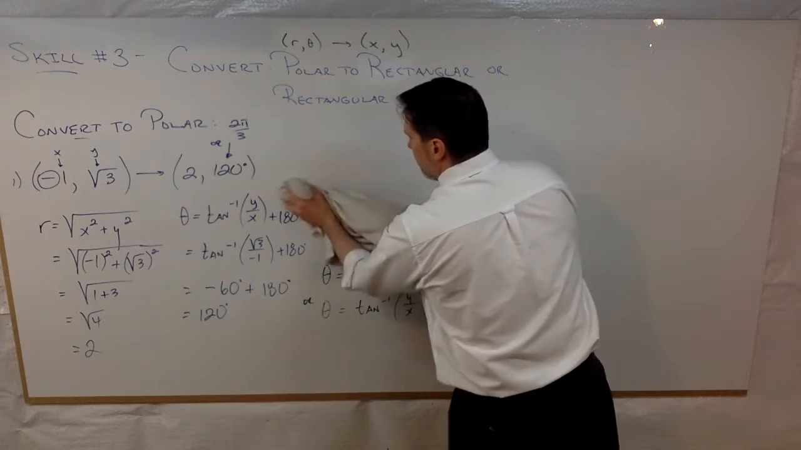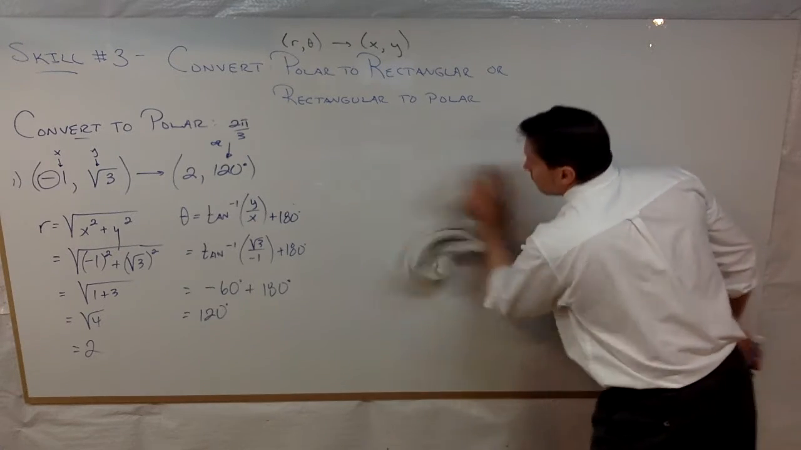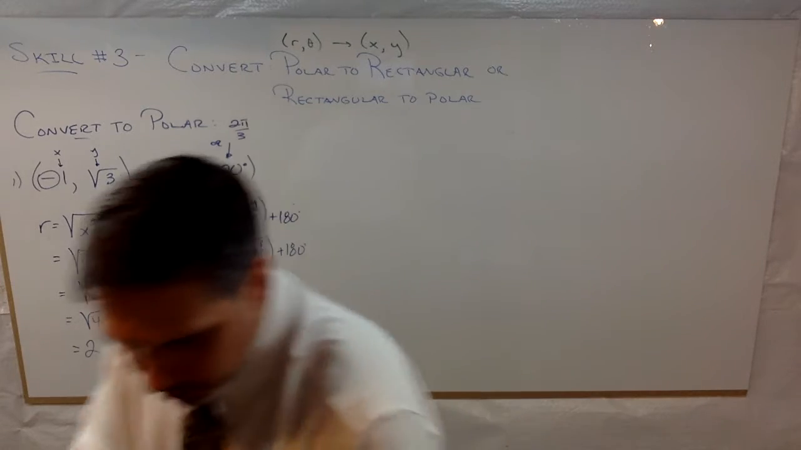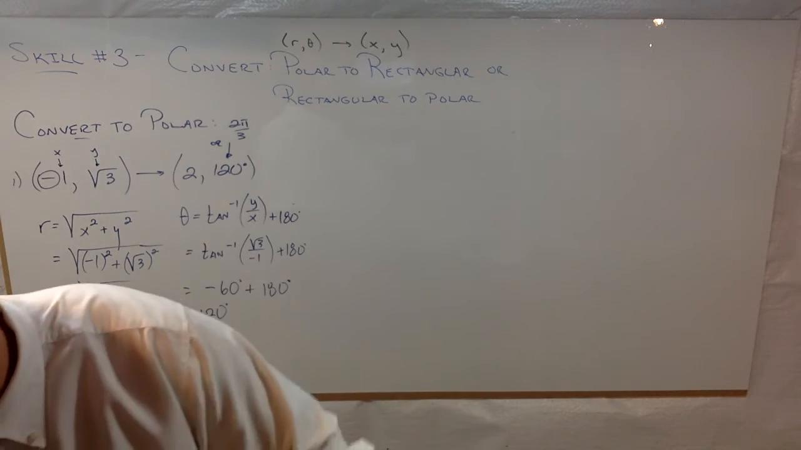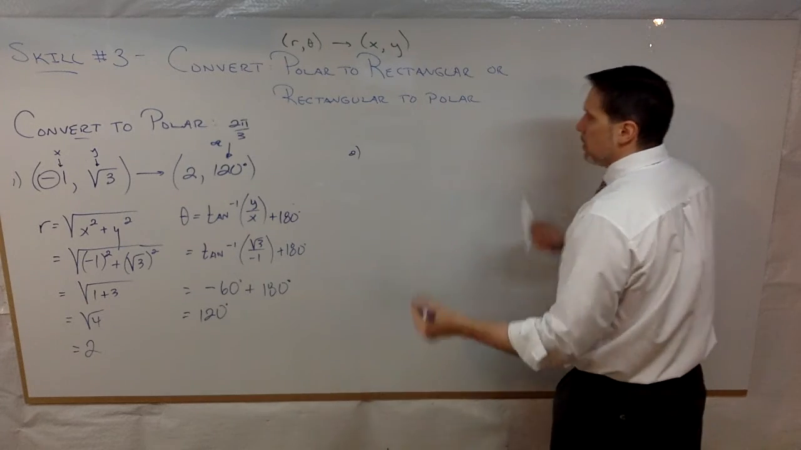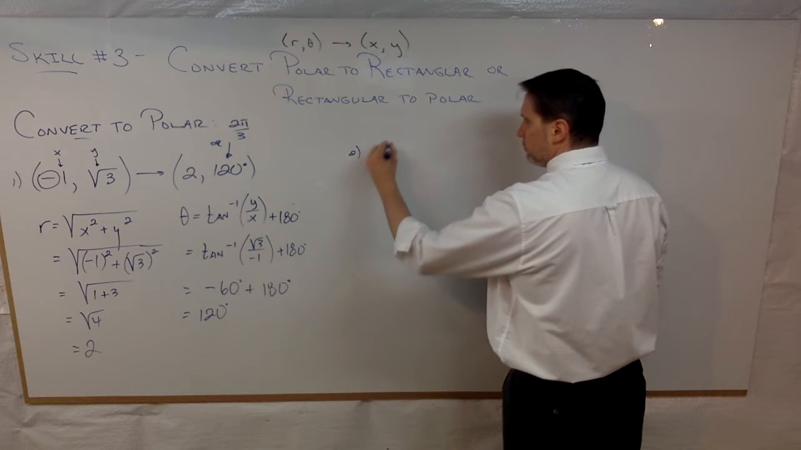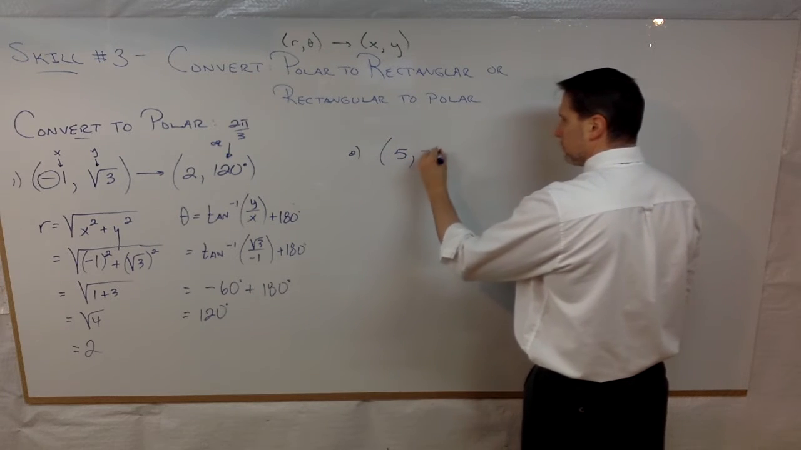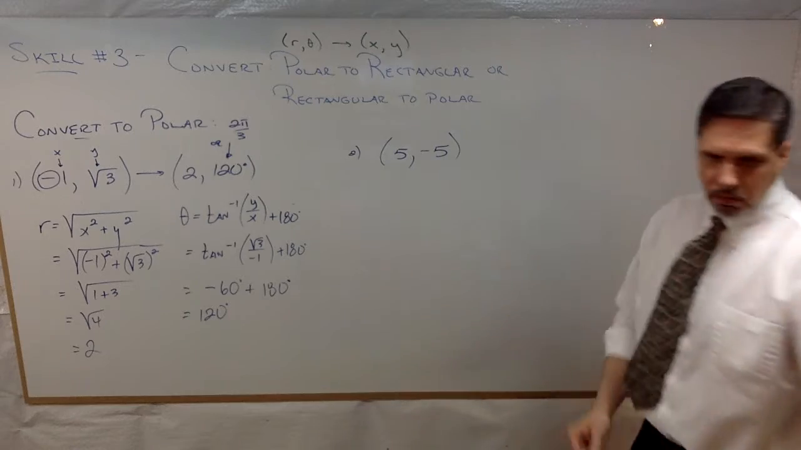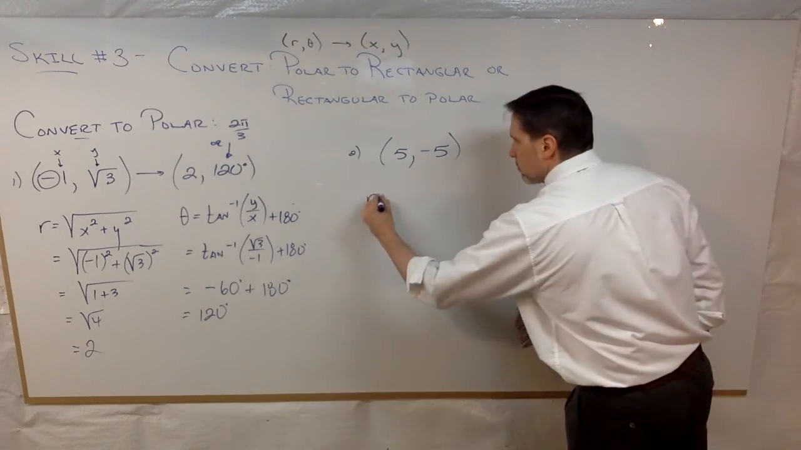Let's try a second one. All right. What do I got for you? How's about, if you have (5, -5). What would (5, -5) be in polar coordinates? Okay, let's go right to it.